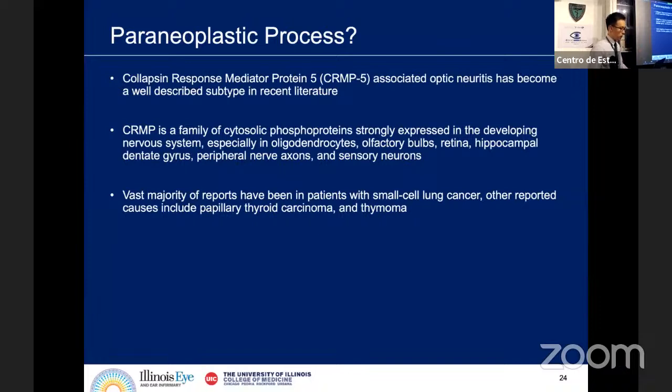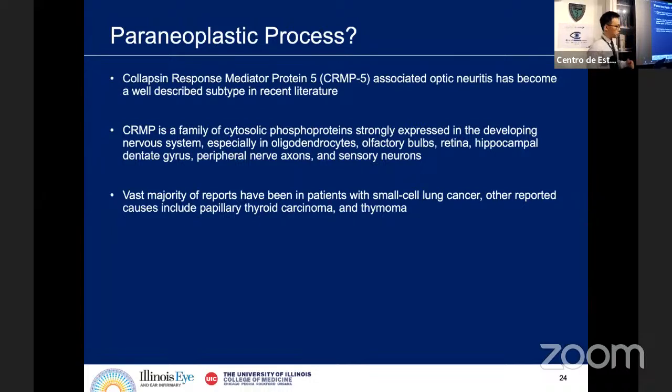CRMP5 associated optic neuritis has become a pretty well-described subtype of optic neuritis in recent literature. CRMP5 protein itself is a collapsin response mediator. It's expressed in the developing nervous system. It's found both in peripheral and central nervous system cells, including oligodendrocytes, peripheral nerve axons. You can find it in the retina as well.